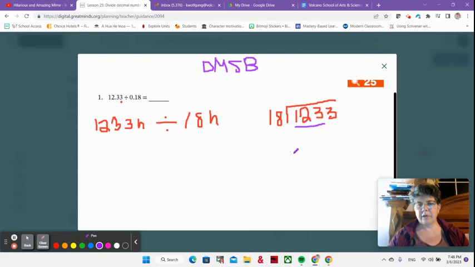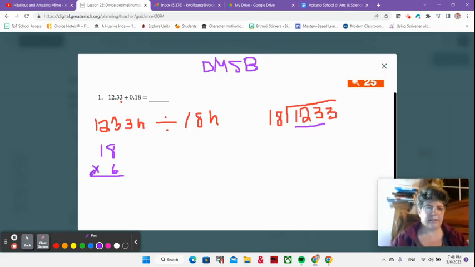And this is where our estimation helps a lot, because 18 is close to 20, right? Do you know how many 20s are in 100? 20, 40, 60, 80, 100. There's 5. And then we have another 20 here, so that might be 6. So I'm thinking that 18 times 6 is going to be pretty close to 123. And I'm going to do it over here on the side. Don't forget to copy that down yourself.